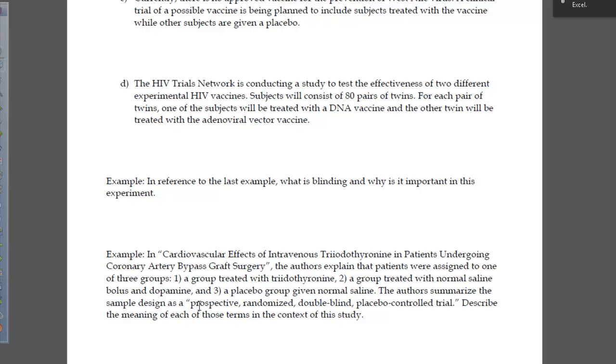The subjects don't know which treatment they're receiving, and the people who are observing them, the researchers, don't know which treatment they've received.